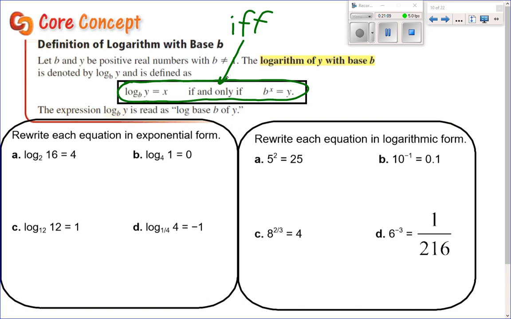And tomorrow, we're going to discuss the laws for logarithms. They're all what are called biconditional statements like this. They work in both directions. So we need to be experts at going from here to here and here to here.